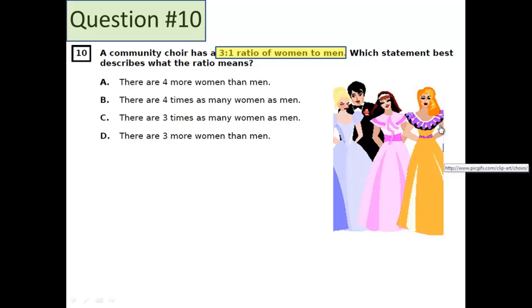All right, there you go. You see, you got your 3 women and your 1 man right there. There's the dude. I don't know why he looks like that, okay? And now I just went through each answer choice and see if it made sense.